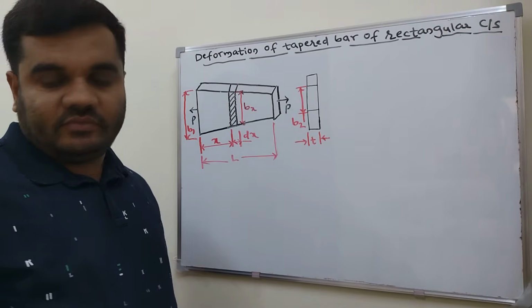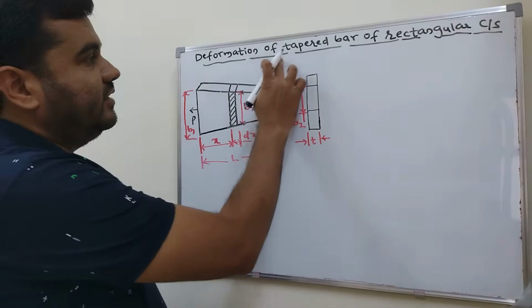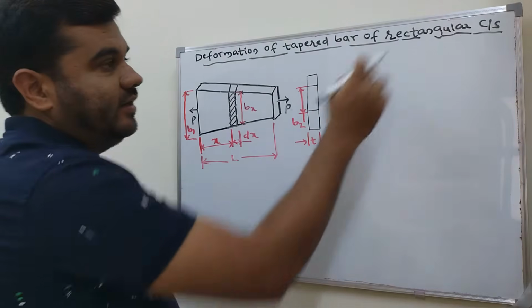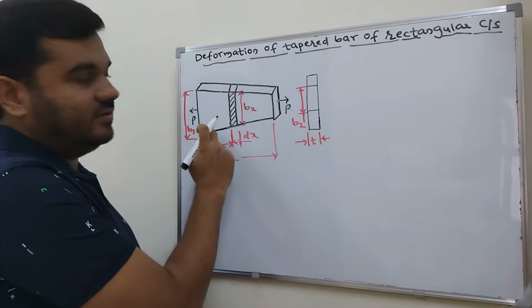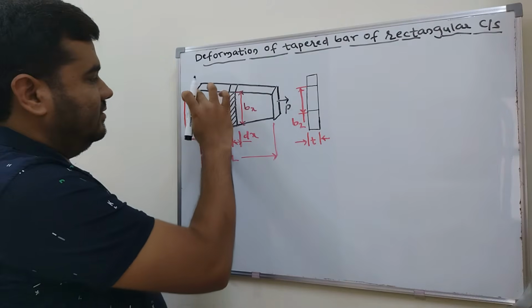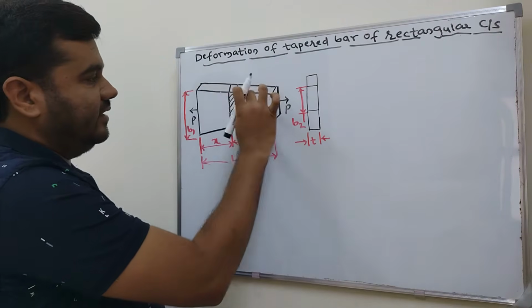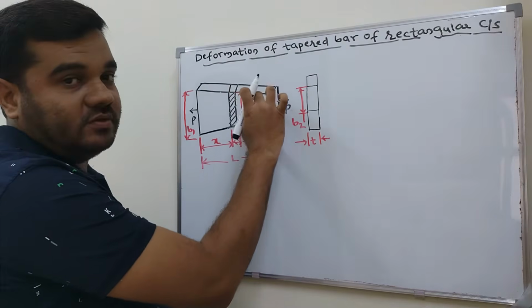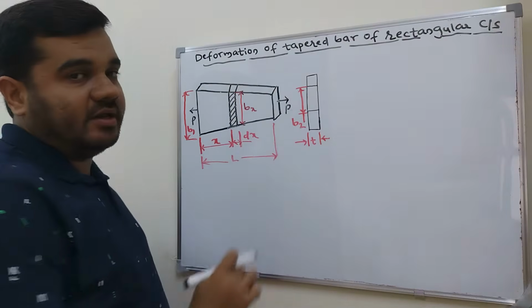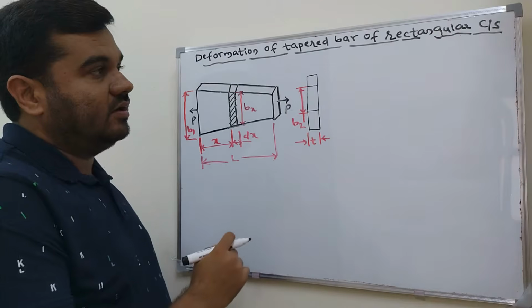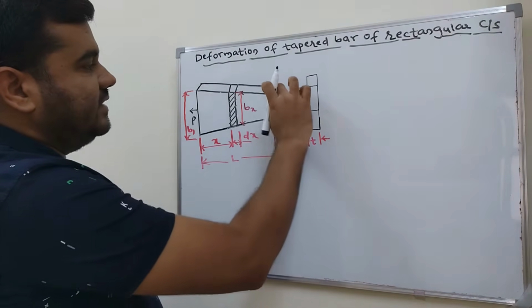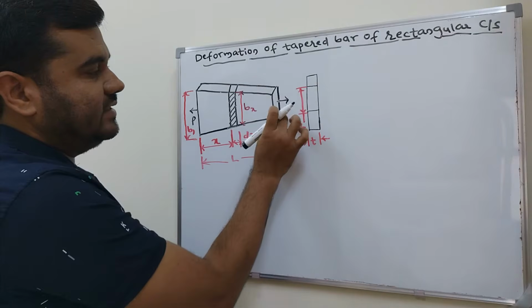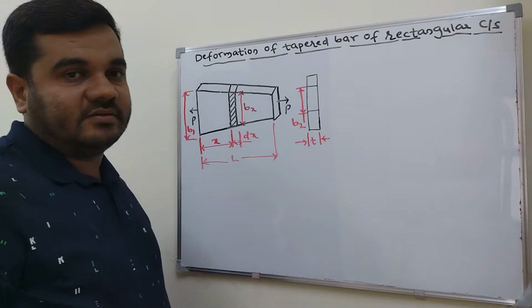In this video, we'll find the deformation of a tapered bar of rectangular cross section. It means the bar is tapered. One end is the bigger end, and the cross section area goes on decreasing. The other end is the smaller end. So this is the tapered bar with rectangular cross section. If you see here, the cross section is rectangular. This one is the thickness and this one is the width here.